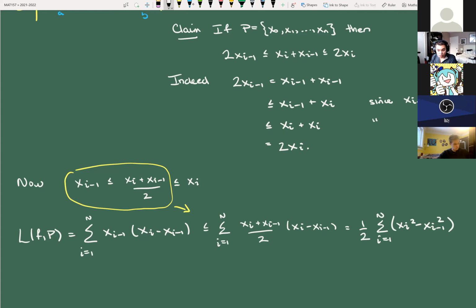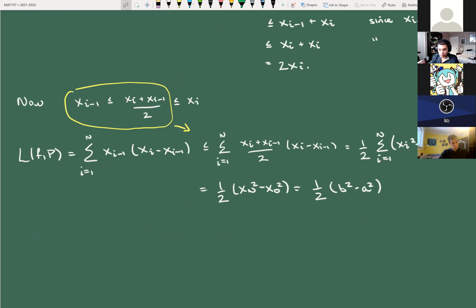This is, again, a telescoping series, right? And so the only thing which survives is the lowest term and the biggest term. So I get 1/2 of x_n squared minus x_0 squared. And that's exactly what we wanted it to be. So we've shown that this number is bigger than or equal to all of the lower sums. And you can imagine you do the exact same thing, but use the other inequality.